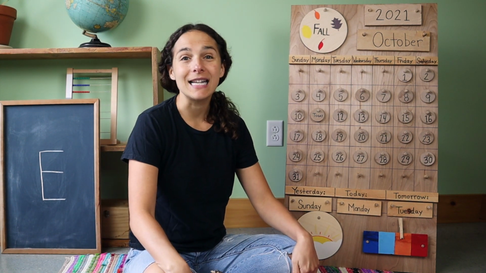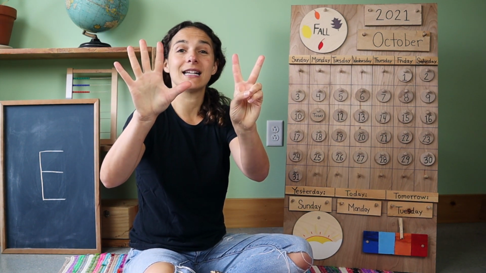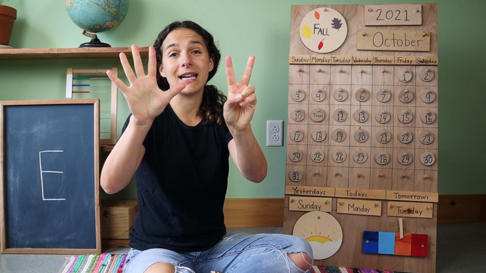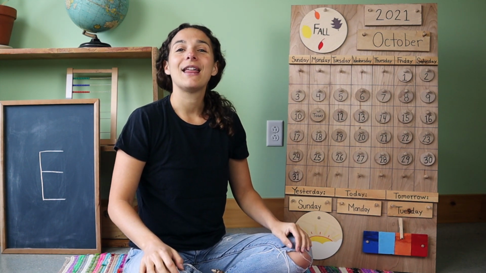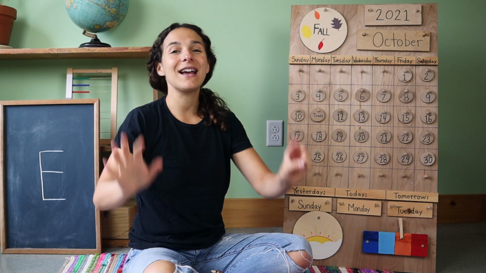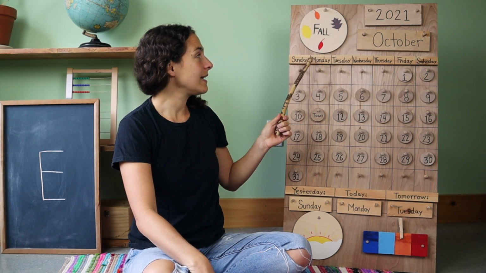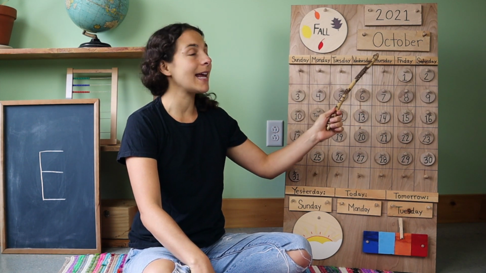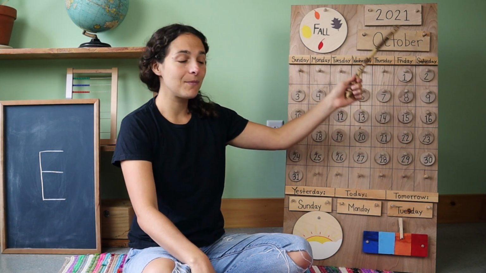Now it's time to sing the Days of the Week song. So for this song, we hold up 7 fingers like this for each one of the days of the week. If you know the words to the song, sing along with me. There are 7 days, there are 7 days, there are 7 days in a week. Sunday, Monday, Tuesday, Wednesday, Thursday, Friday, Saturday.